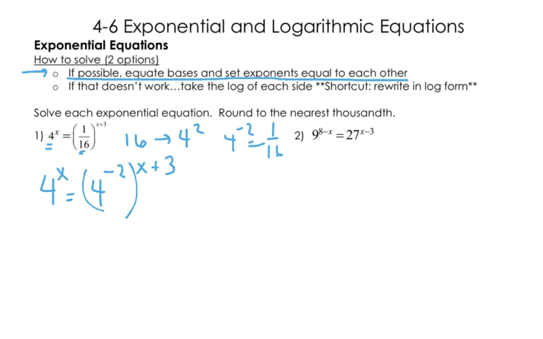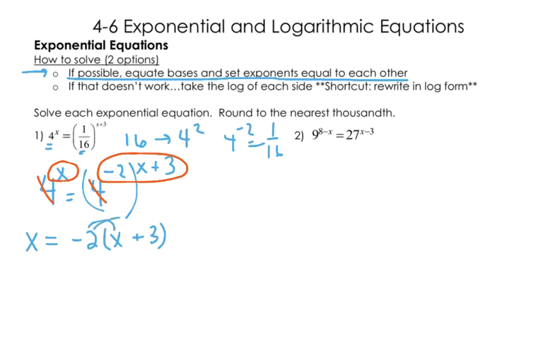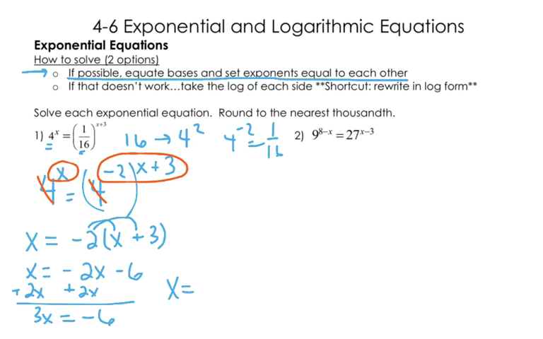Now, since my bases are both the same, it's essentially like they cancel out. You're just going to set the exponents equal. So my equation is x is equal to negative 2 times x plus 3. I'll need to distribute that negative 2. x is negative 2x minus 6, and then from here just solve for x. So I've got 3x is equal to negative 6. And then you divide both sides by 3 to get that x is equal to negative 2.